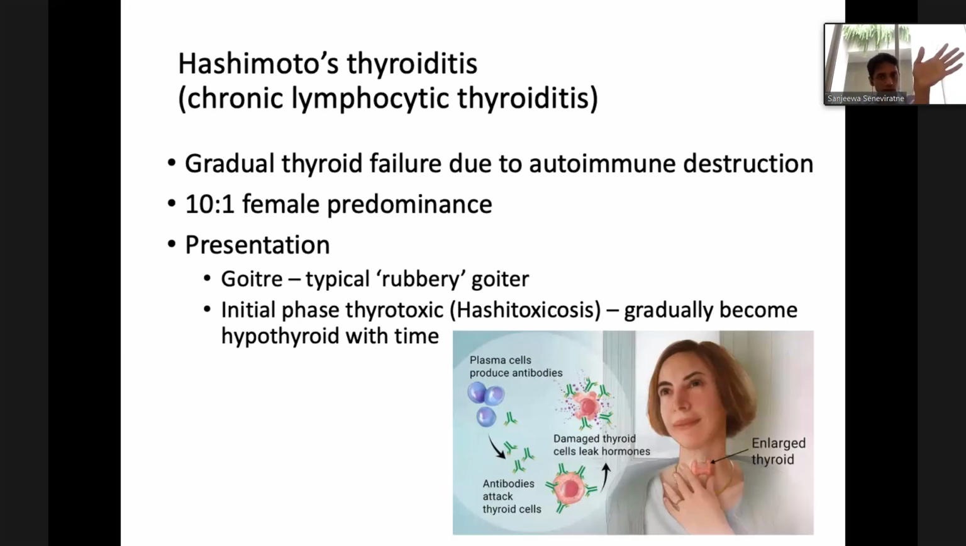The only thing is their goiters are not that big. Sometimes it's not even visible. It's a tiny goiter, rubbery, with a typical rubbery consistency. Presentation is mostly with features of hypothyroidism.